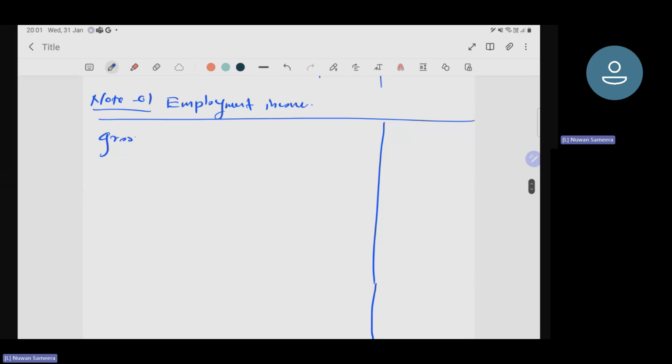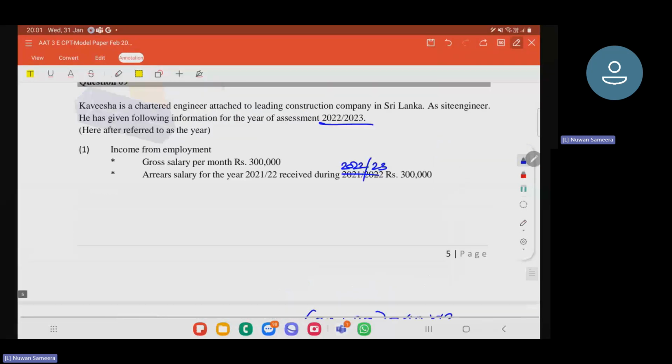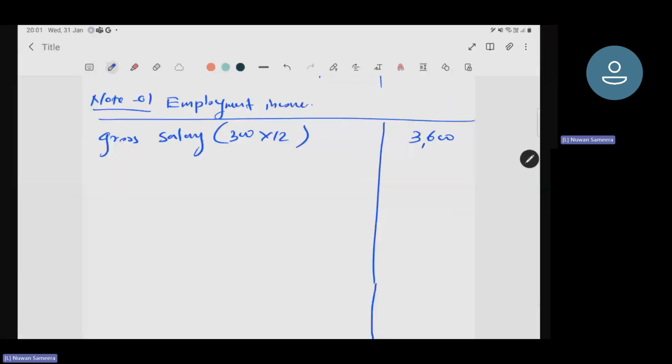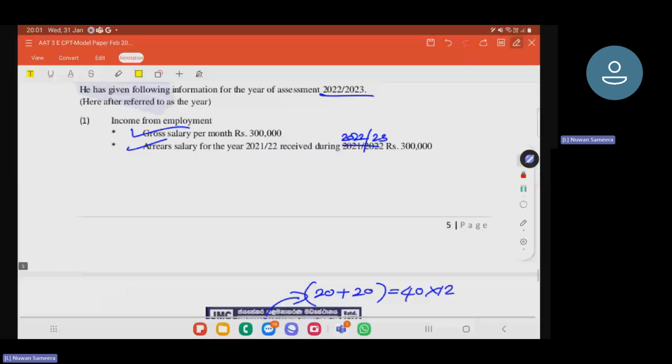Here there was gross salary per month. It was 300, rupees in thousand, then 3,600. Here you can remember. And arrears salary received during the year of assessment, the 300 should be taken. Even though that salary relates to the previous year of assessment, it was received in this year of assessment, therefore it should be taken as an income, right?